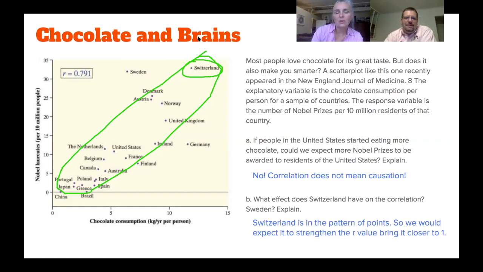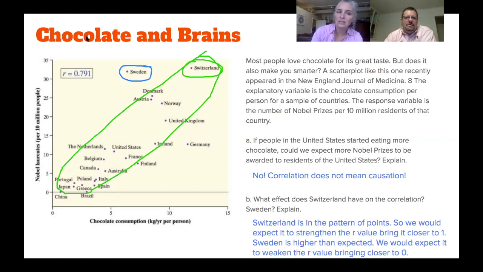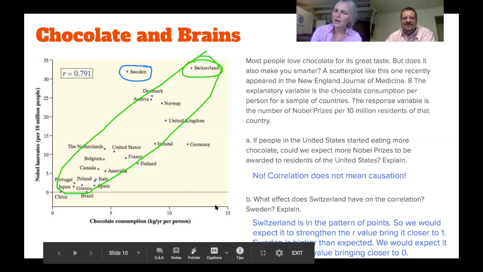Okay, so then what does that mean about Sweden? Sweden is also an outlier. Is it within the pattern of points? Doesn't seem to be. But that's where Nobel Prizes originate, right? Or don't they come out of Sweden? Or is that the country that it's based in? I don't know, actually, where they're based.